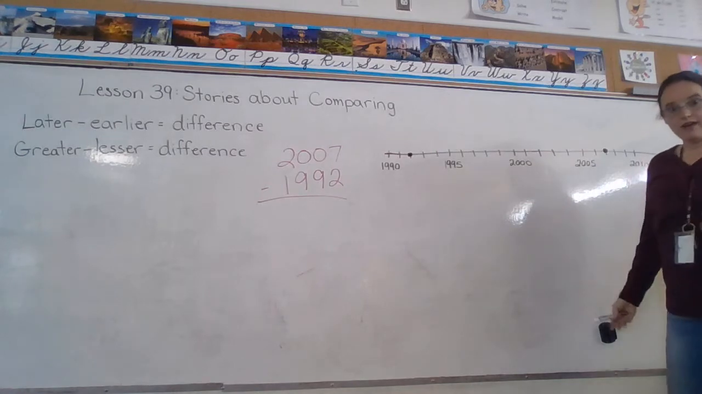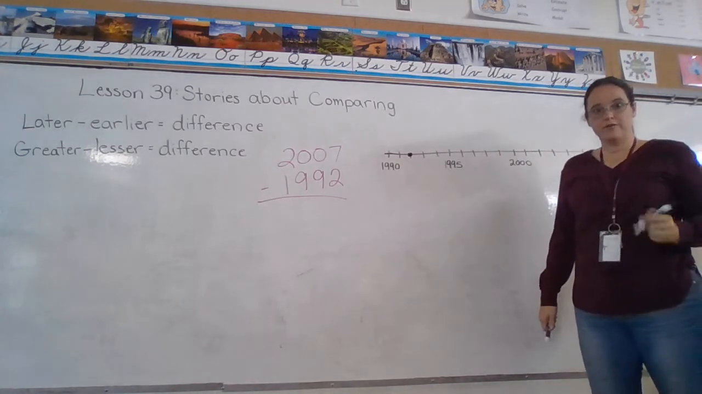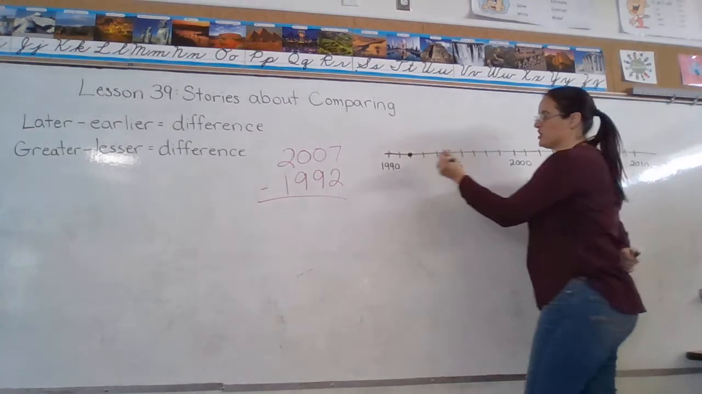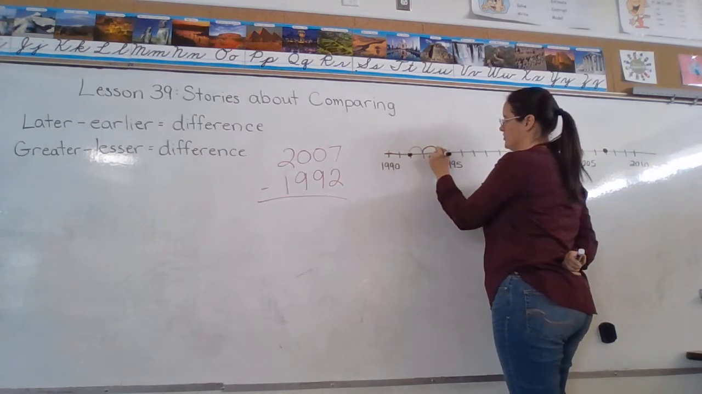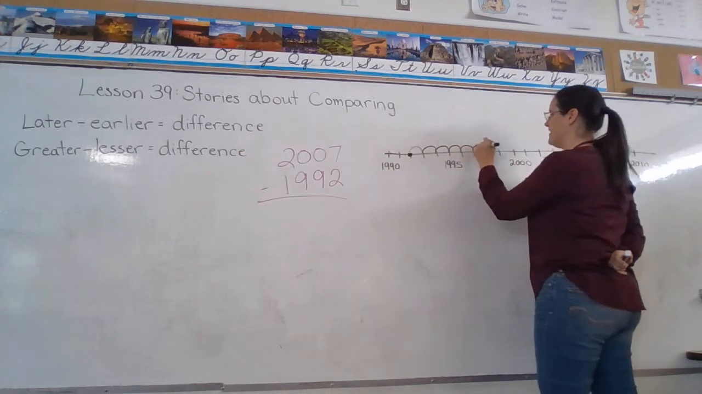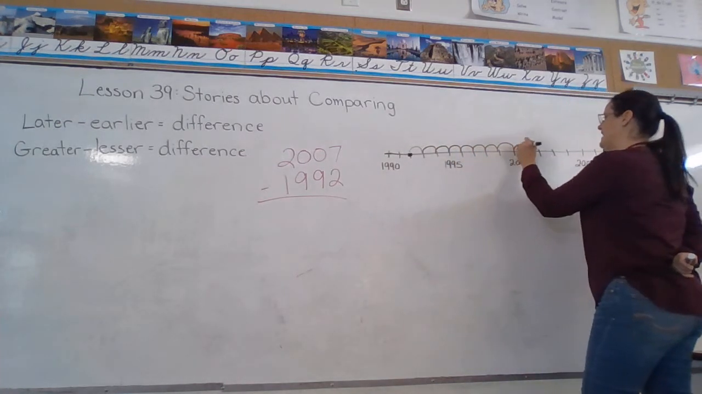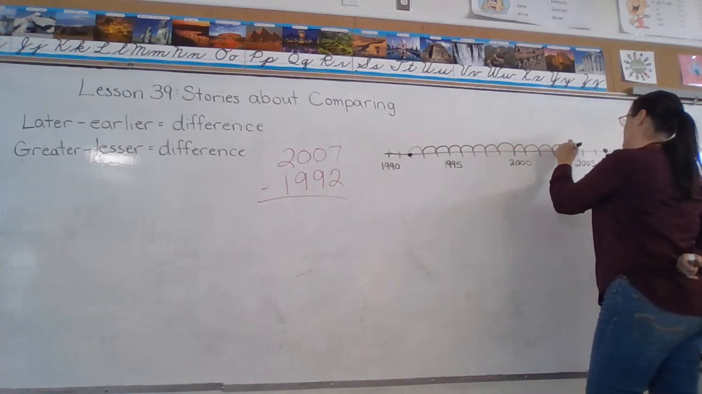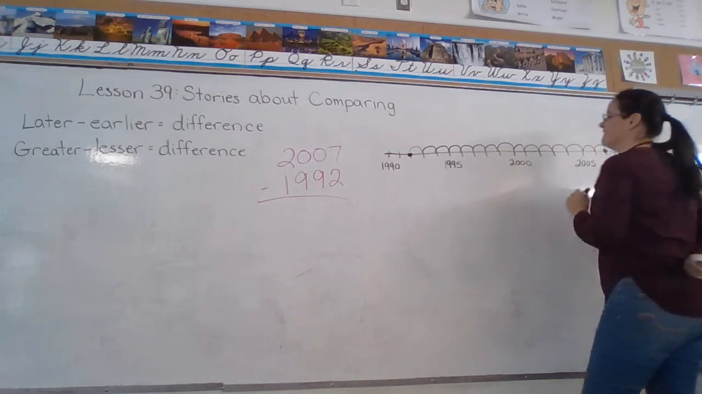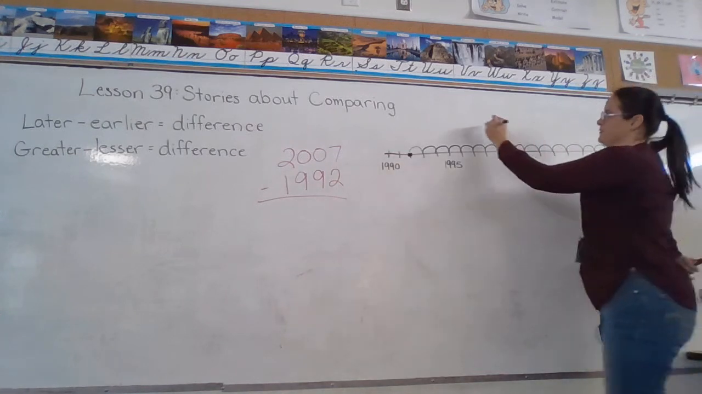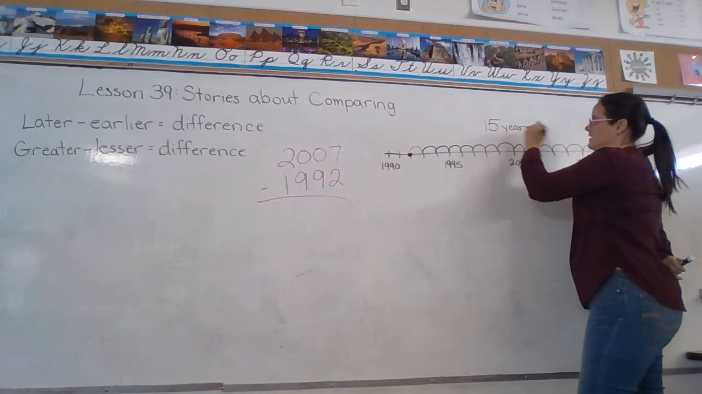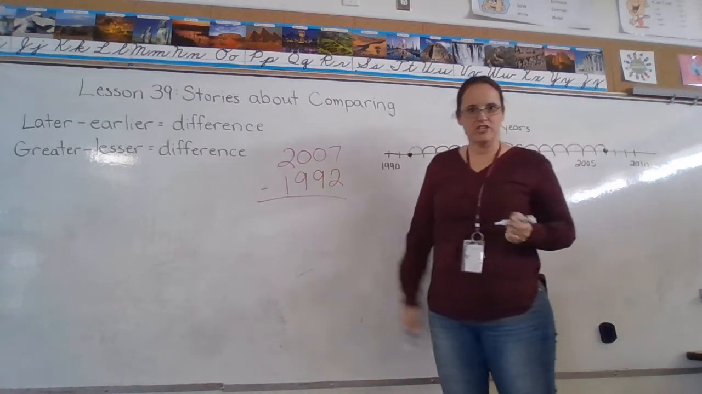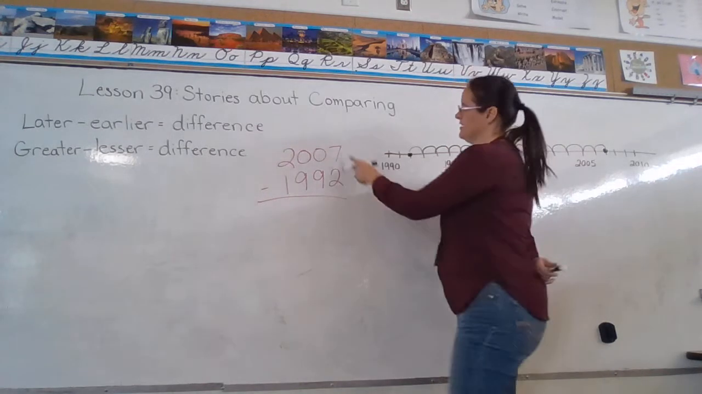So to figure out how old she would be on a timeline, we just need to jump. Each jump is going to be 1 year. So 1, 2, 3, 4, 5, 6, 7, 8, 9, 10, 11, 12, 13, 14, 15. Gloria would be 15 years old. Let's do some subtraction here and see if we get the same answer.